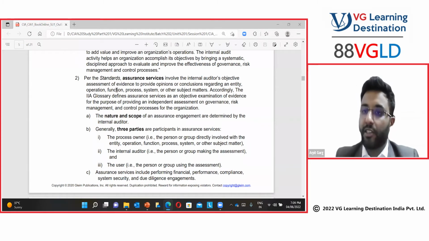Now, other could be functions. Now, what are the functions? There are different functions in the company, right? So HR function, accounts and finance function, marketing function, all of those are different functions. In the company, we may be doing audit related to that.